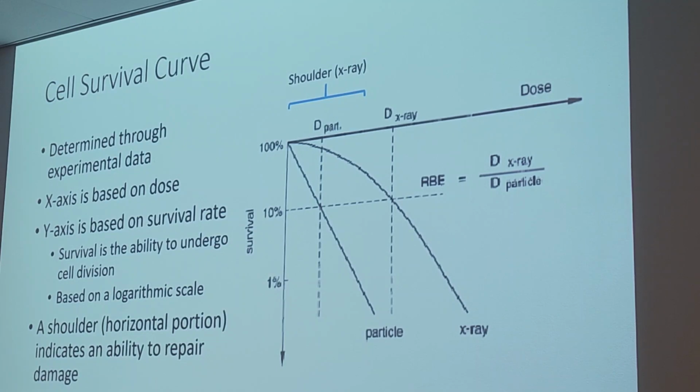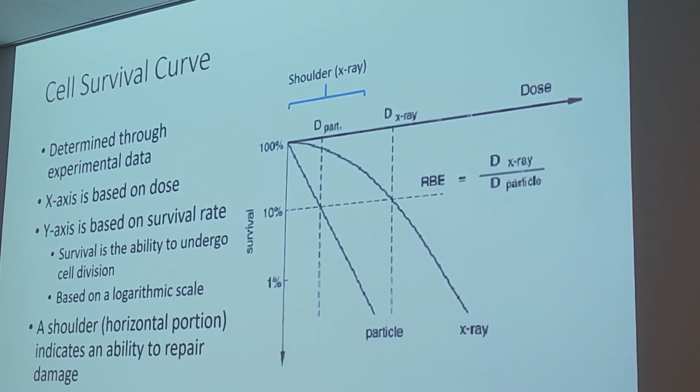So when you say D X-ray, D particle, D is dose. So RBE is the dose of your X-ray, which is your reference dose, your 250 kVp, over the dose of whatever radiation you're trying to measure, in this case, the particle.